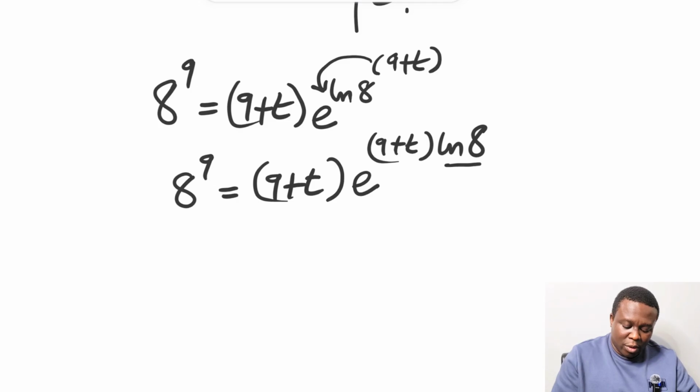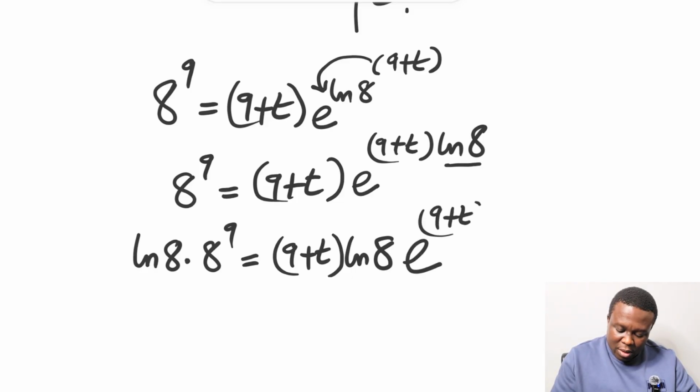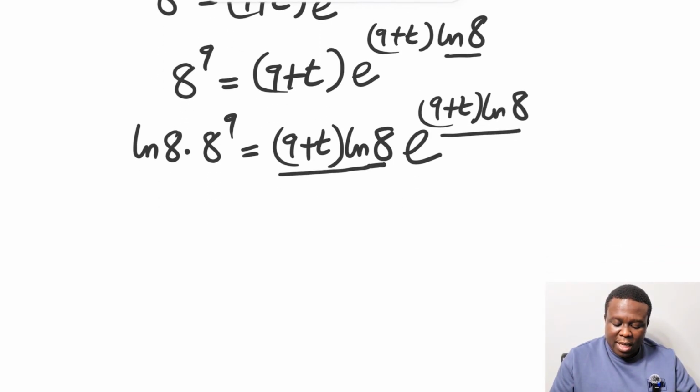Okay, so multiply both sides by ln of 8. 8 raised to the power 9 equals 9 plus t, ln of 8, e raised to the power 9 plus t, ln of 8. This looks the same: 9 plus t, ln of 8 at the base and at the power.